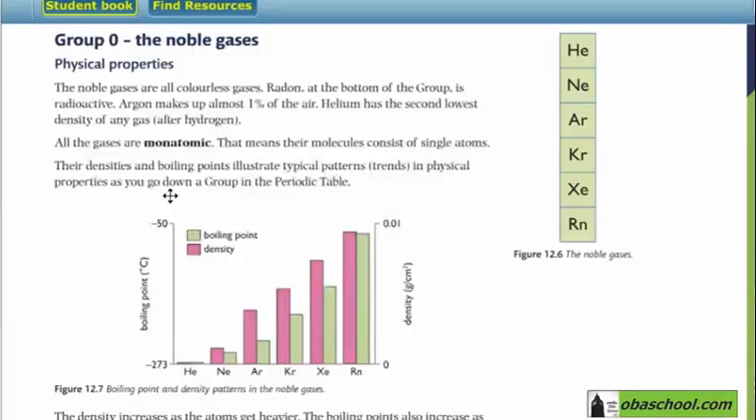Also, we will discuss the physical properties of this group: density, boiling point, their colors, and others of the physical properties. So, page 101, physical properties of the noble gases.